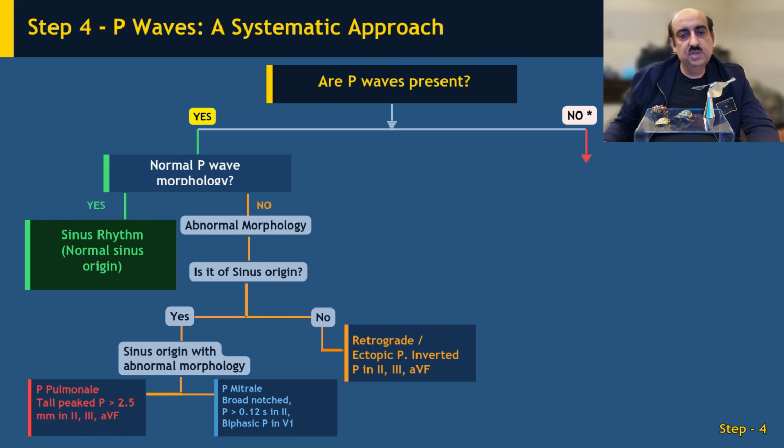And if the answer to the previous question, is it of sinus origin, is no, then it really means the origin of the P wave is elsewhere, which could be anywhere in the atrium or close to the junction with the AV node. So again, it could be a retrograde, which means a negative deflection of the P wave. It could be an ectopic P wave. In this situation, it's usually inverted in leads 2, 3 and AVF because it goes against the cardiac axis or vector, with retrograde depolarization of the atria, hence a negative amplitude.